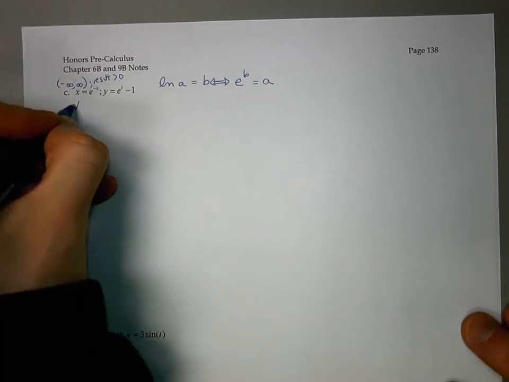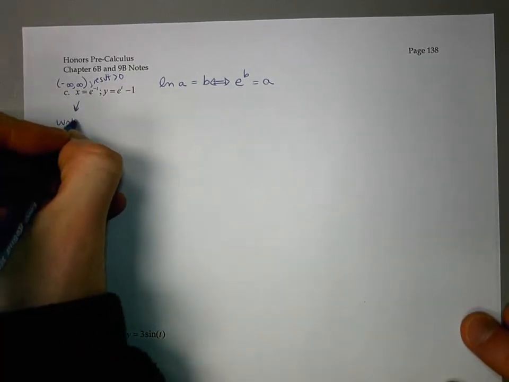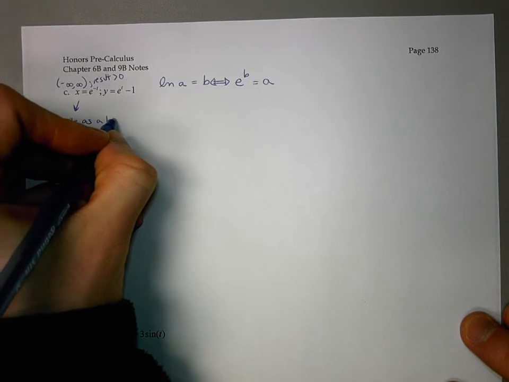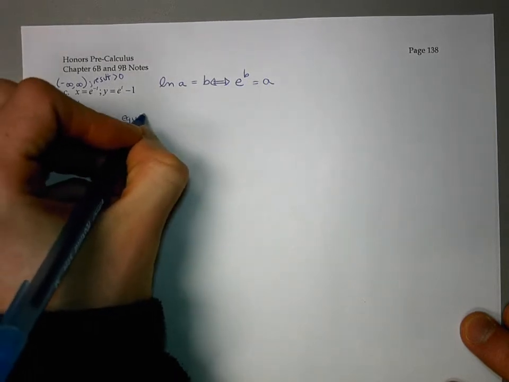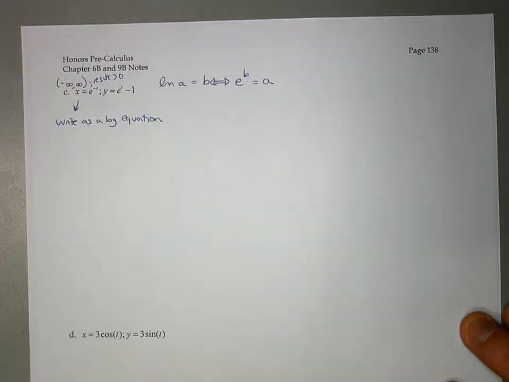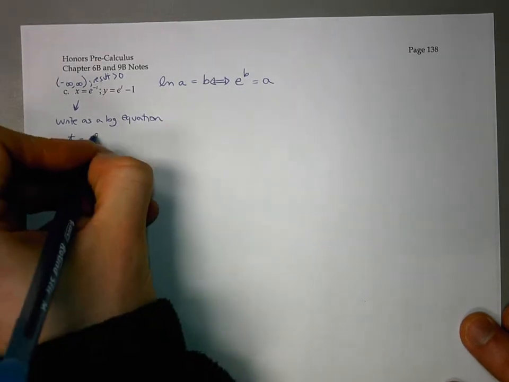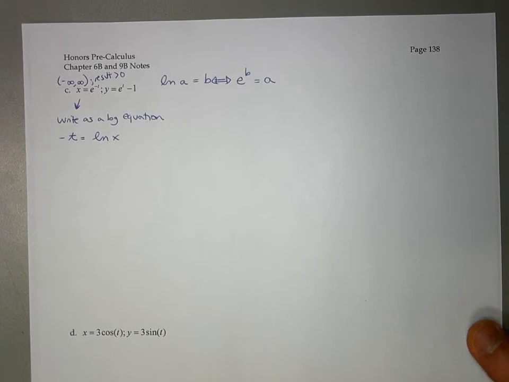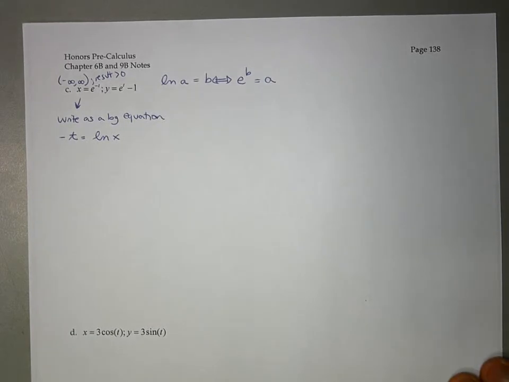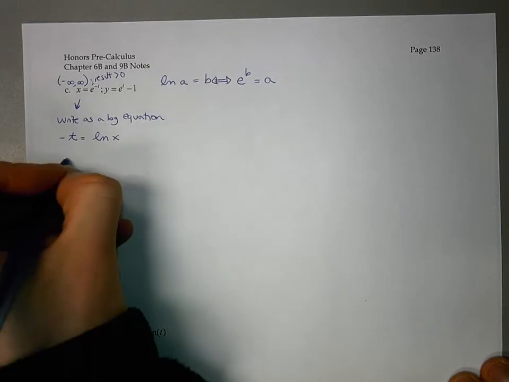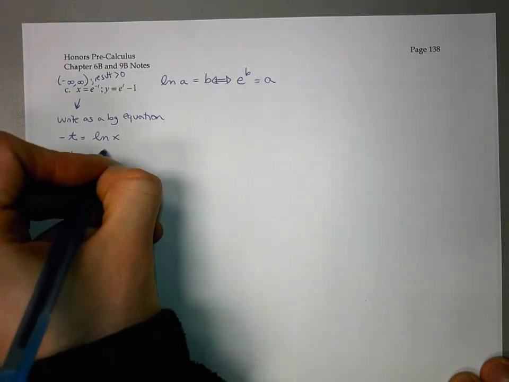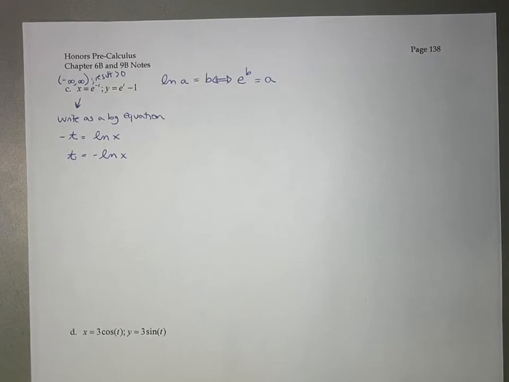So let's start here. First step is we'll write as a log equation. x equals e to the negative t. That, if we convert, is the same thing as negative t is equal to the ln of x. Then we can divide both sides by a negative 1. So t equals negative ln of x.